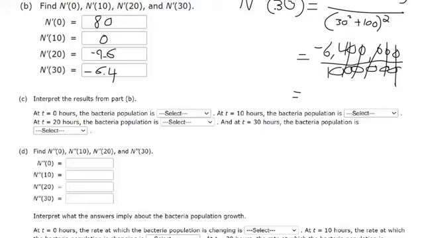They want us to interpret the results. So at t equals 0, when we plug in 0 for the derivative, we get a positive number, so the population is increasing. At t equals 10, we got a slope of 0, so the population is staying the same. It's neither increasing nor decreasing. At t equals 20, we got a negative slope, so the population is decreasing. And at t equals 30, we still have a negative, so it's decreasing, just at a slower rate.